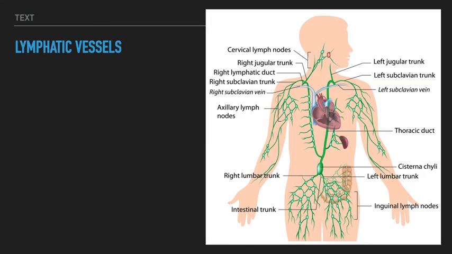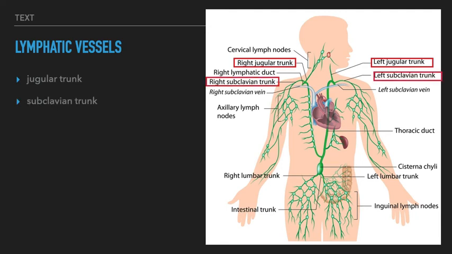So now I'm just going to go through the lymphatic vessels that you need to know. So we've got the jugular trunks. You have a left and right jugular trunk. You have the left and right subclavian trunk. You have the lumbar trunk. These are going to receive lymph from the lower limbs and the walls and viscera of the pelvis, as well as the kidneys. Ultimately, these are going to empty into the cisterna chyli, which I'll talk about in a second.